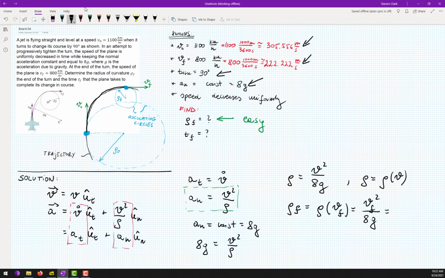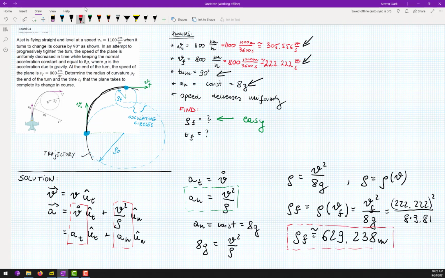This is equal to, oh, cool number, 222.222 squared divided by 9.81. Okay, grab your calculators. Rho final is equal to approximately 629.238 meters. Great. 50% of the problem done. Questions?